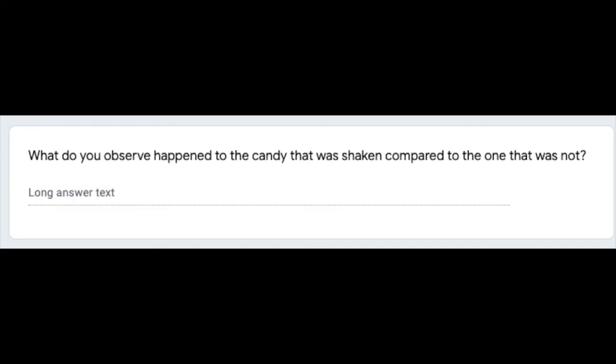At this time, please pause the video and go back to your observation sheet so that you can fill out your observations for this portion of the experiment. If you need to, pause and rewind so that you can go over the results of the experiment again.